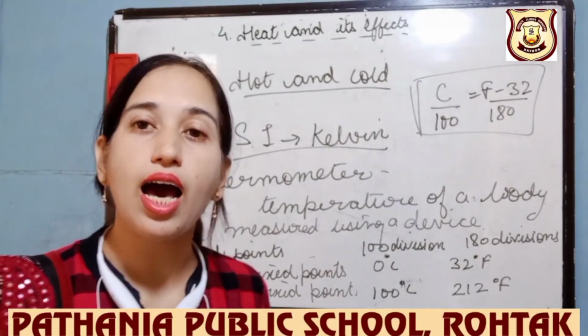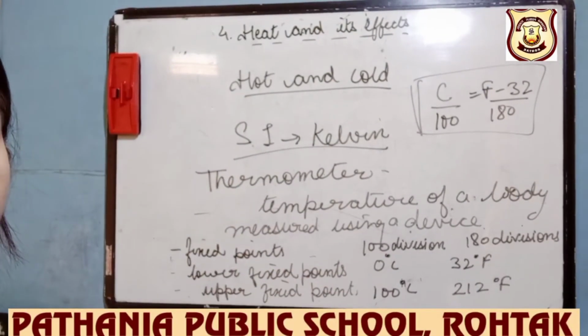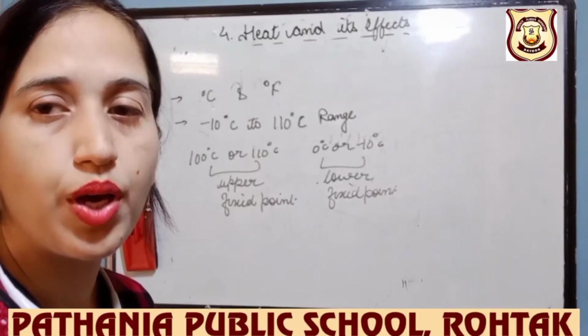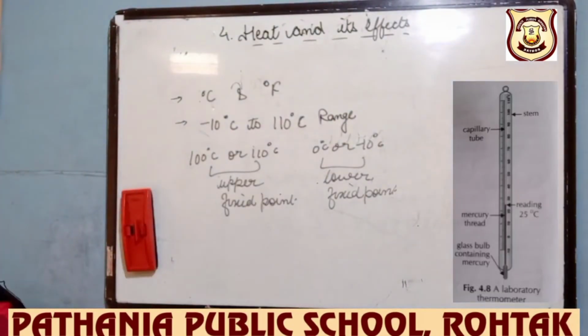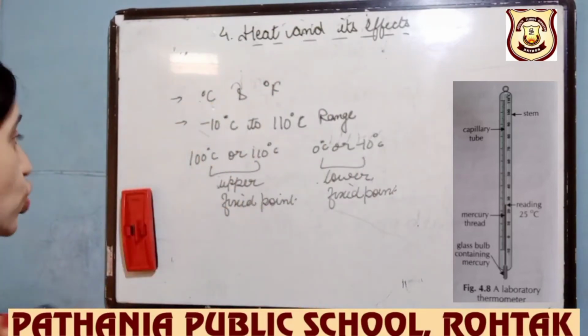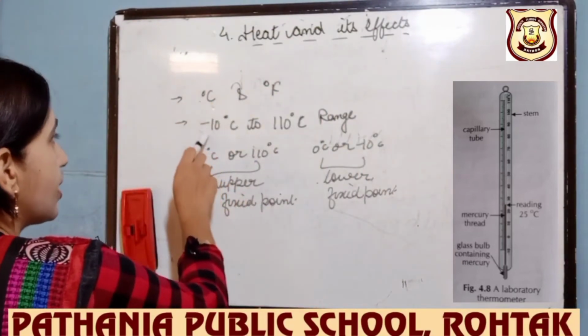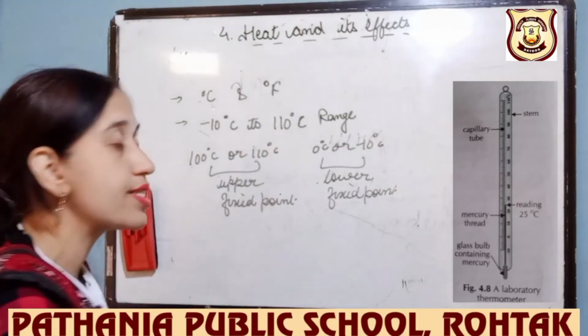So next topic we are going to cover about two types of thermometers. They are clinical and laboratory thermometers. So I'll draw the diagram. Okay beta, this is the laboratory thermometer. In this thermometer, we are having degree Celsius and degree Fahrenheit both. So its range is from minus 10 degrees Celsius to 110 degrees Celsius.